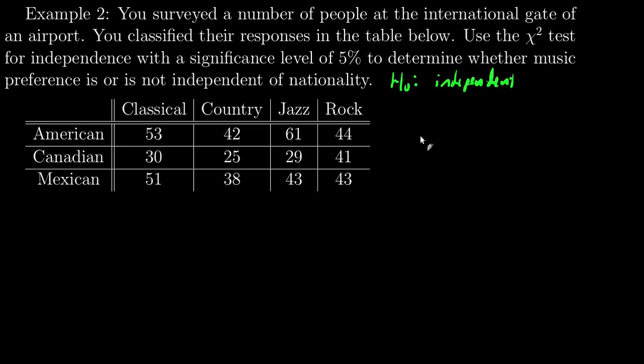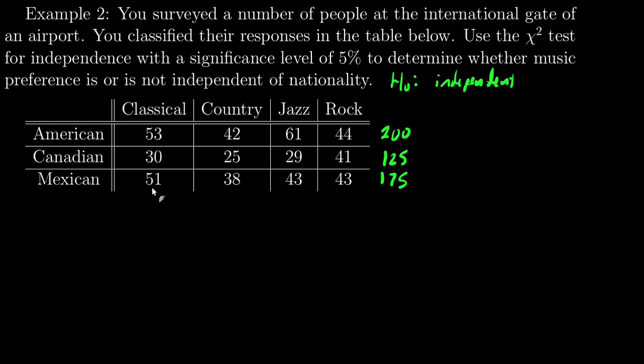I need to go through and find the expected values for each of these. So I find the row sums. 53 plus 42 plus 61 plus 44 is 200. And just so you know, I actually did all these calculations before, so I'm just reading it off of my paper now. I'm not that fast. 30 plus 25 plus 29 plus 49 is 125. 51 plus 38 plus 43 plus 43 is 175.